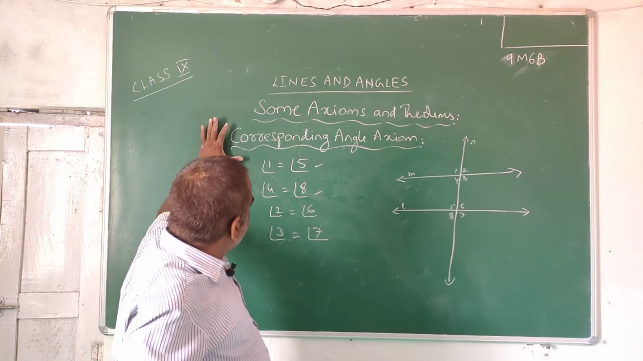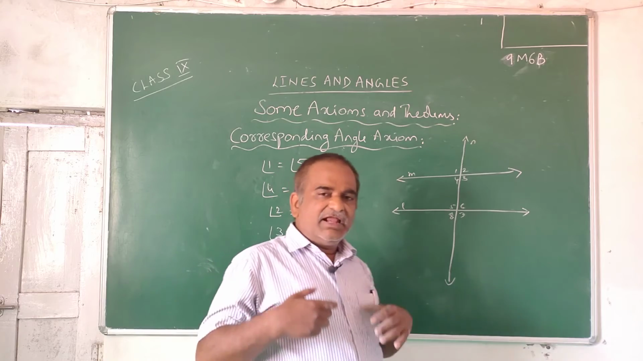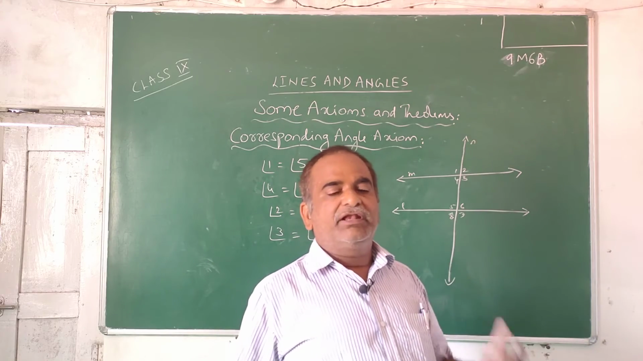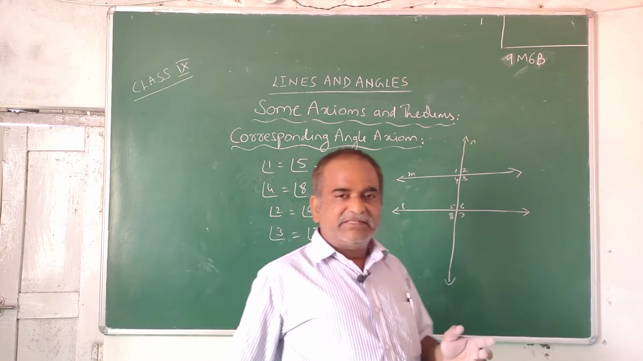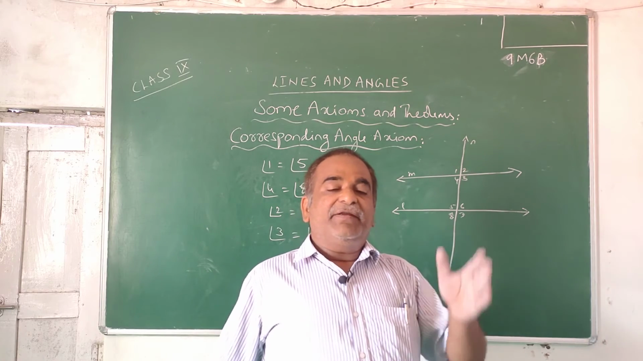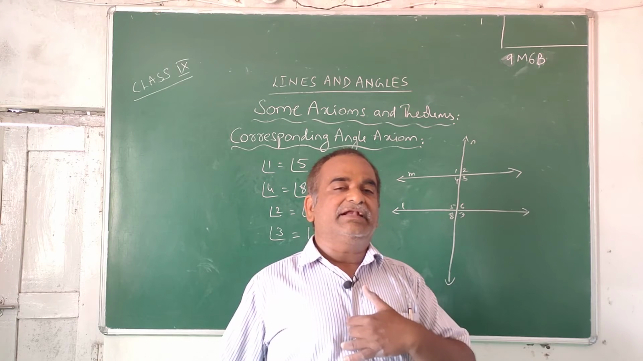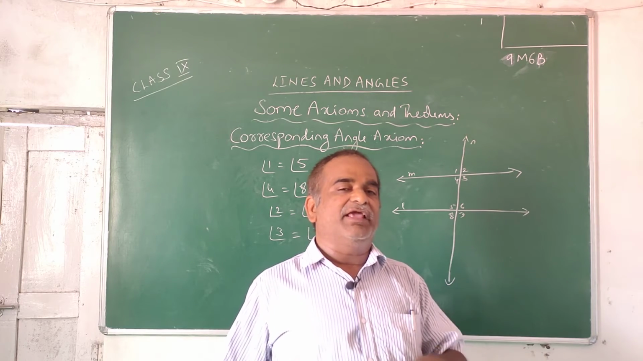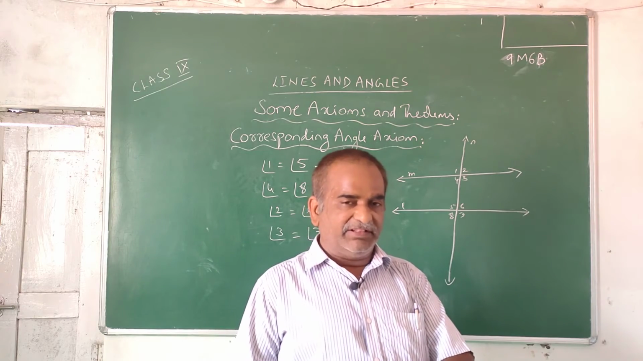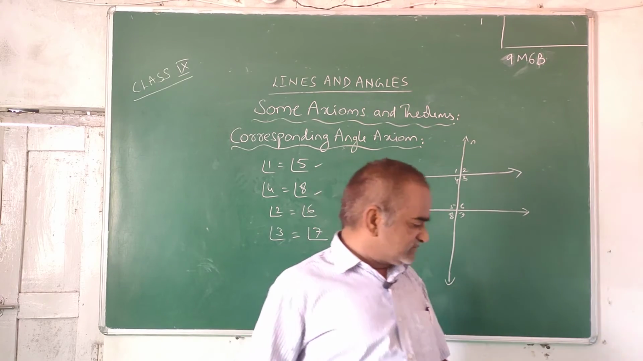This is an axiom. Axiom means it is evidently true, need not prove that. So you can take it for granted. So if a transversal is intersecting a pair of parallel lines, then the corresponding angles so formed between them are equal.